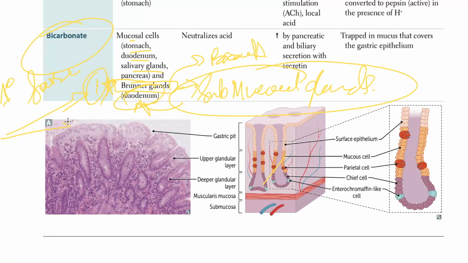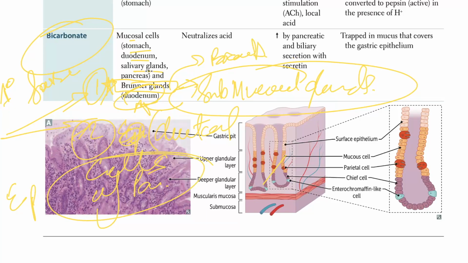Number two, we are thinking about epithelial cells of the ducts. So basically, just remember this: ductal cells of the pancreas. So epithelial ductal cells of pancreas. So basically pancreas right here. That's the second most primary source to secrete bicarb.